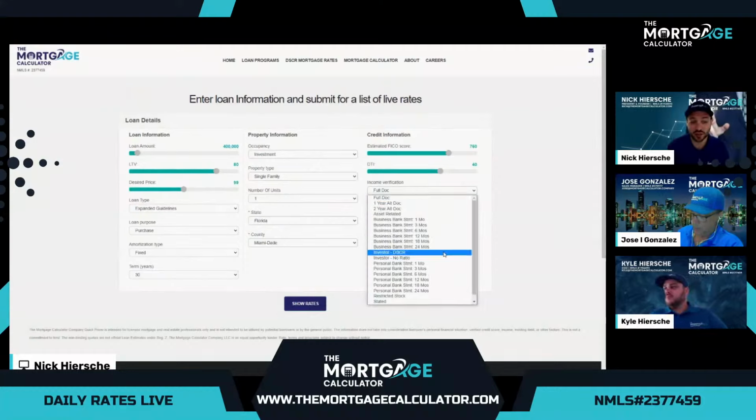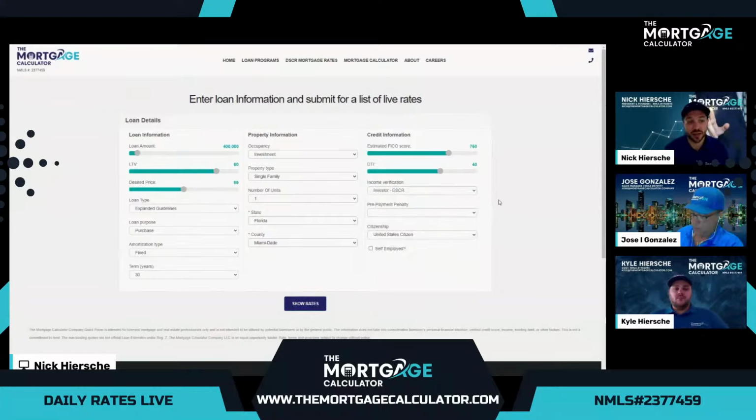Now, the number one request and the number one reason to go non-QM would be to gravitate to our DSCR programs, which allow us to document the income with just the property income. No personal income, no tax returns, no income verification, no employment verification for the investor. So this is what's most popular for the investors that have either maxed out their conforming loans or just wish to purchase more of a business purpose loan that has less paperwork and less requirements basically to get into those investment properties.